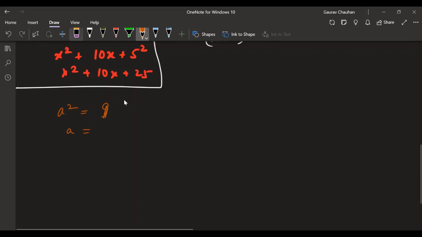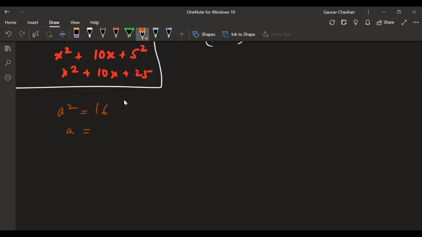Raise your hands and tell me A is equal to what? If A square is equal to, let's say, 16. Okay, A square is equal to 16. A is equal to what? Everyone has an answer? Is there anyone who thinks they don't have an answer? Okay. A square is equal to 16. A is equal to what?